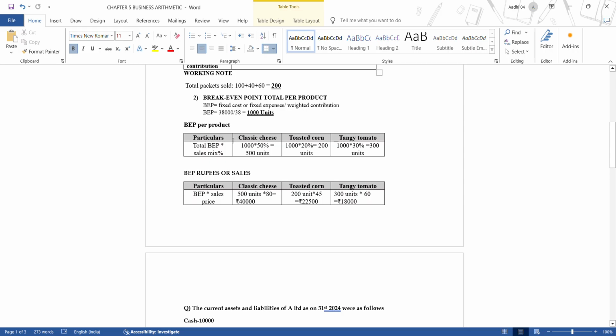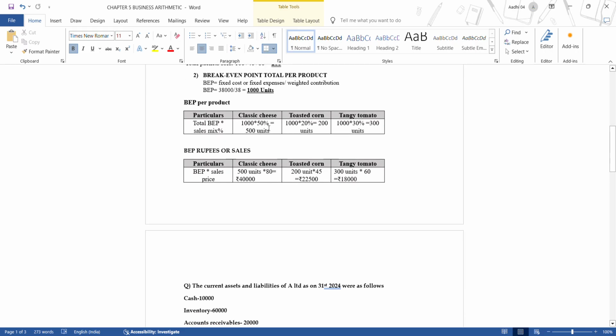So to find break even point per product, all you have to do is total break even point into sales mix percentage. You have already found sales mix percentage. So what is the total break even point? 1000. Sales mix percentage is 50 percent. When you multiply it and take the percentage, you will get 500 units. Same goes for toasted corn and tangy tomato. I hope that is clear. Now once you have found break even point per product and the number of units sold by each, you need to find the amount that they have got. So break even point in rupees or sales.